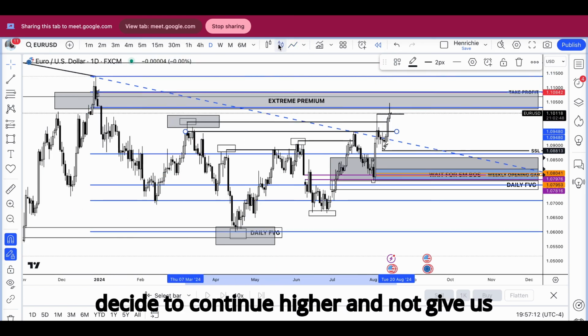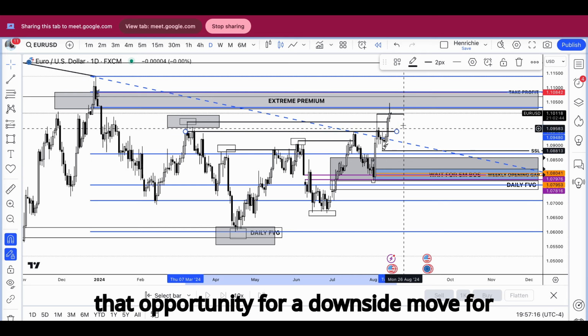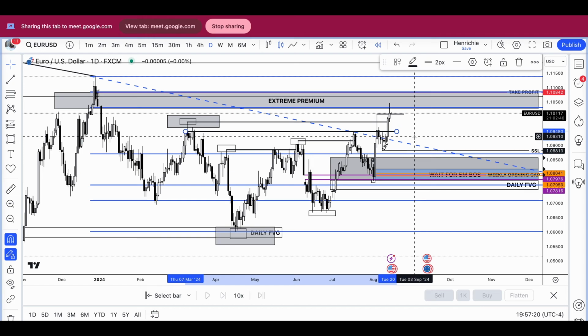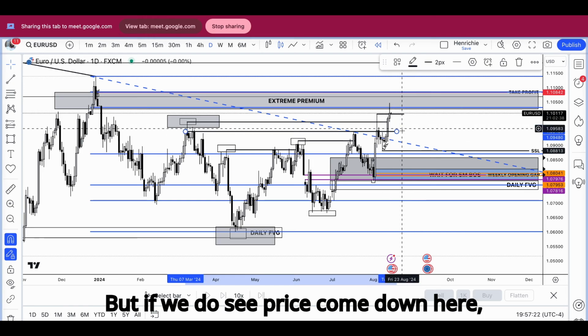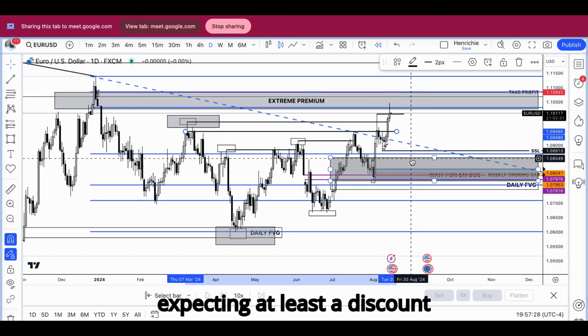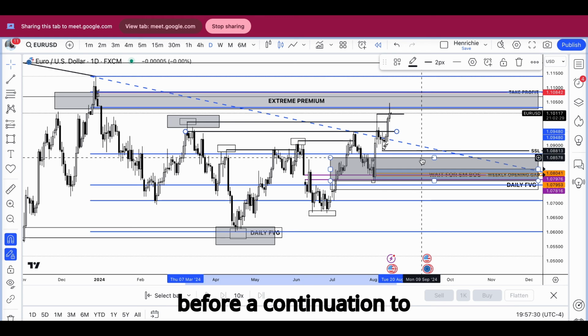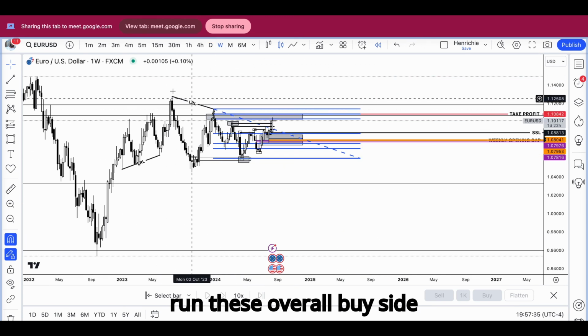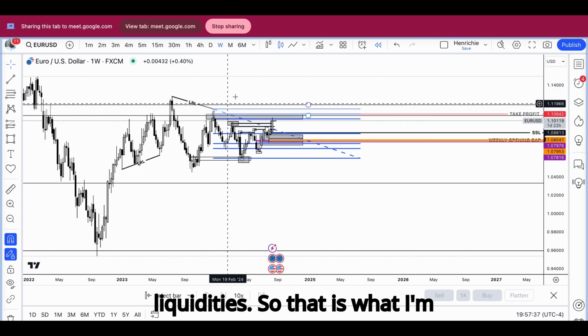Now, price can still decide to continue higher and not give us that opportunity for a downside move, for a retracement, and that's okay. But if we do see price come down here, we've mitigated an extreme premium. I'm expecting at least a discount before a continuation to run these overall buy side liquidities. So that is what I'm watching.